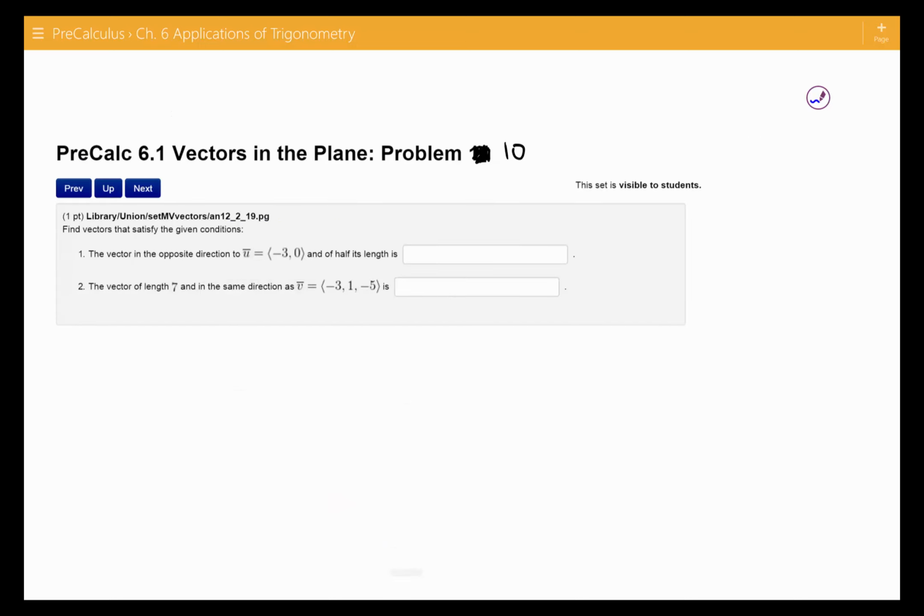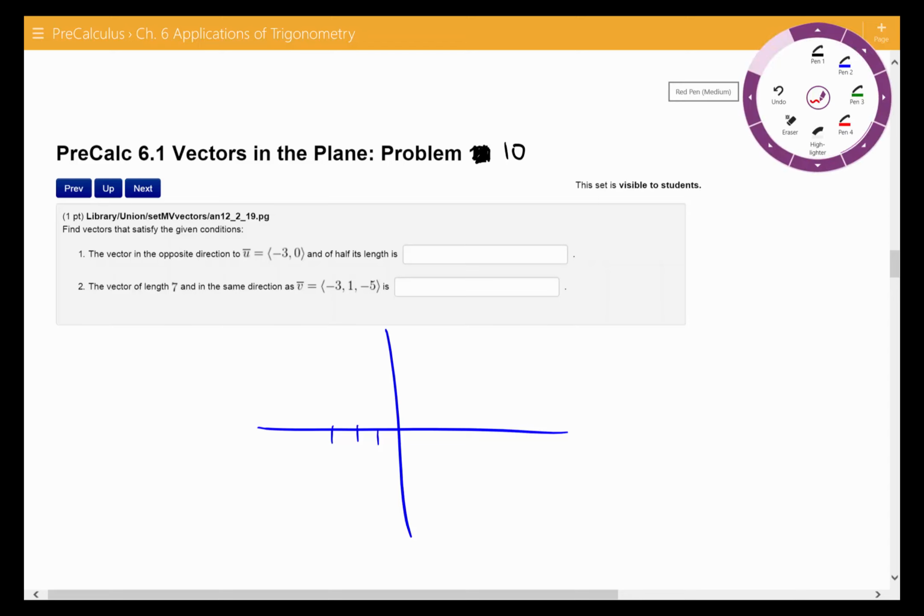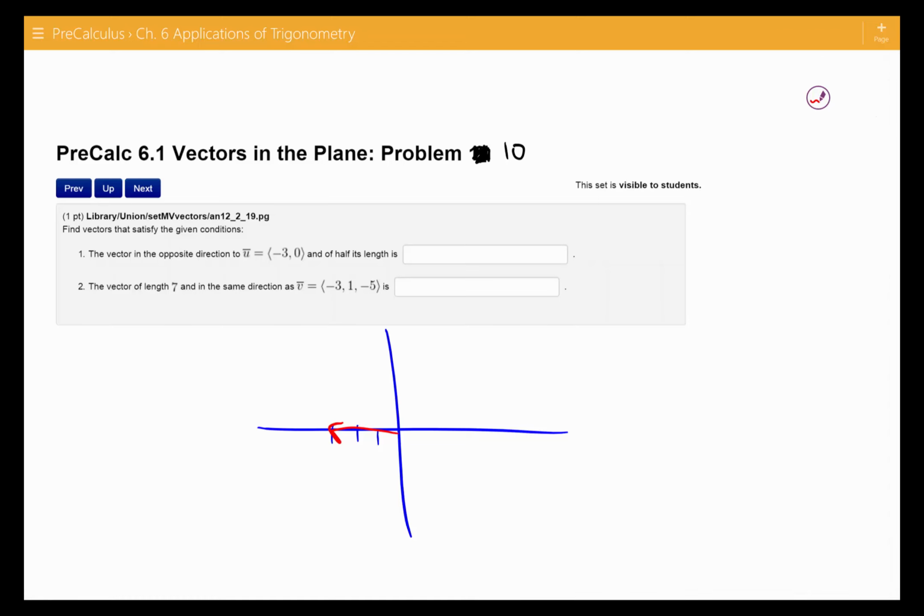Next question wants a vector in the opposite direction of this vector u, so I think a picture always helps. This one goes back 3. We want a vector that goes in the opposite direction, half its length, so obviously we would do 3/2 forward. So this vector would have 3/2 comma 0 right here.